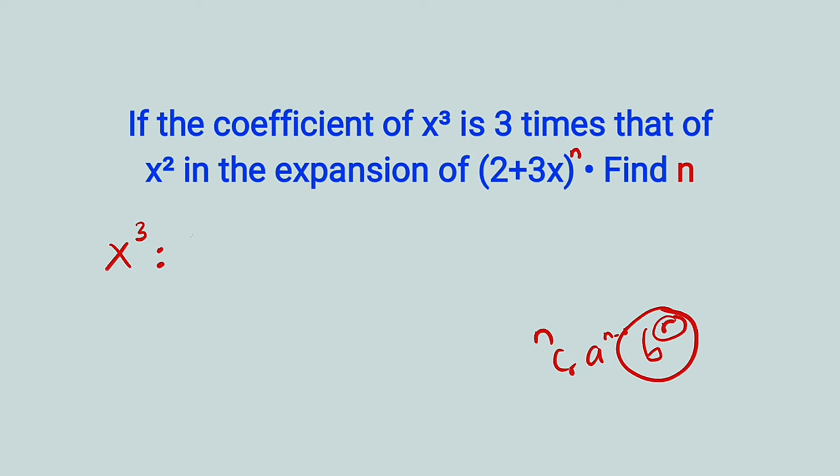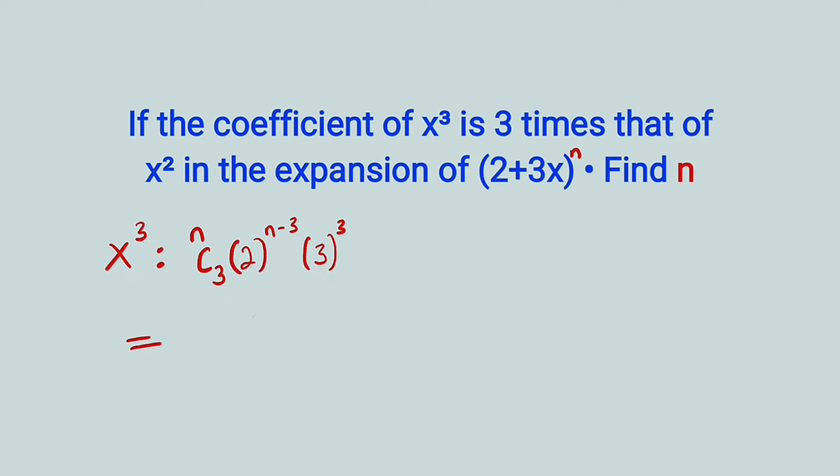This is going to be n combination r, with r equal to 3. Then a is just the constant 2 raised to the power of n minus 3. Then b, remember we are looking for only the coefficient, so we are only going to take 3 instead of 3x. So we have b as 3 raised to the power of r, and r is equal to 3. So this is what we need to simplify to get the coefficient of x to the power of 3.